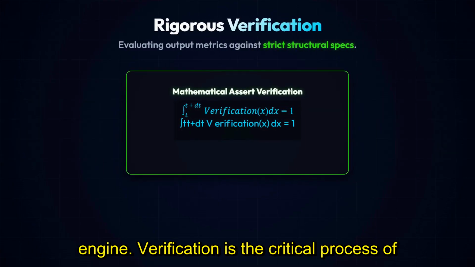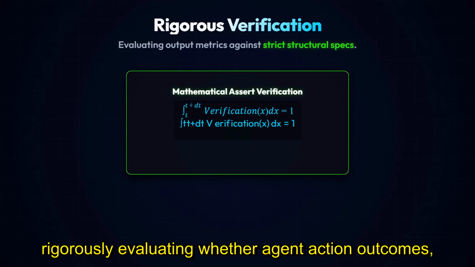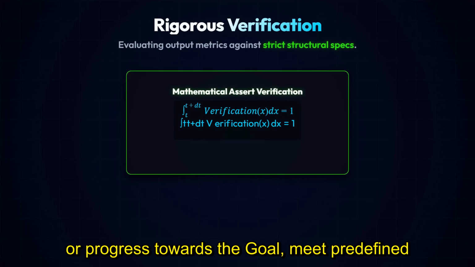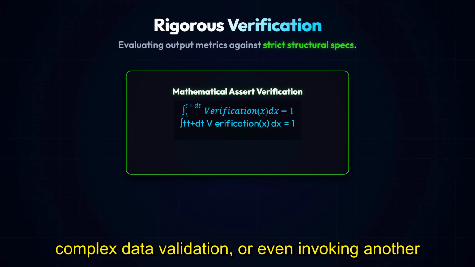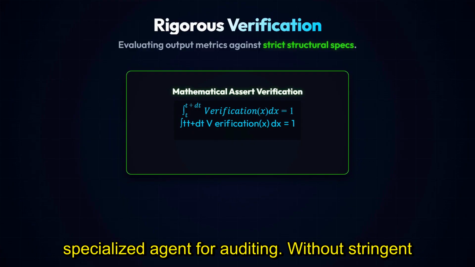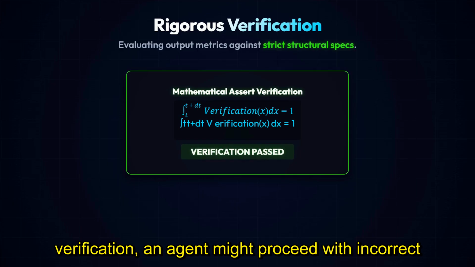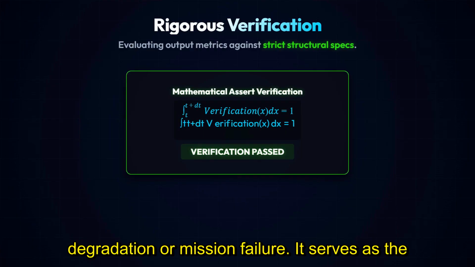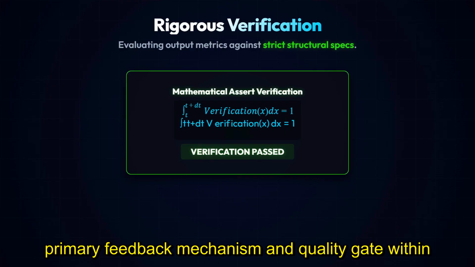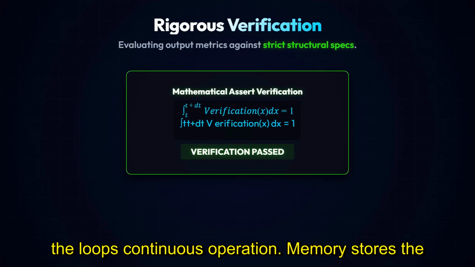Verification is the critical process of rigorously evaluating whether agent action outcomes, or progress towards the goal, meet predefined criteria. This can involve simple assertion checks, complex data validation, or even invoking another specialized agent for auditing. Without stringent verification, an agent might proceed with incorrect assumptions or flawed results, leading to system degradation or mission failure. It serves as the primary feedback mechanism and quality gate within the loop's continuous operation.